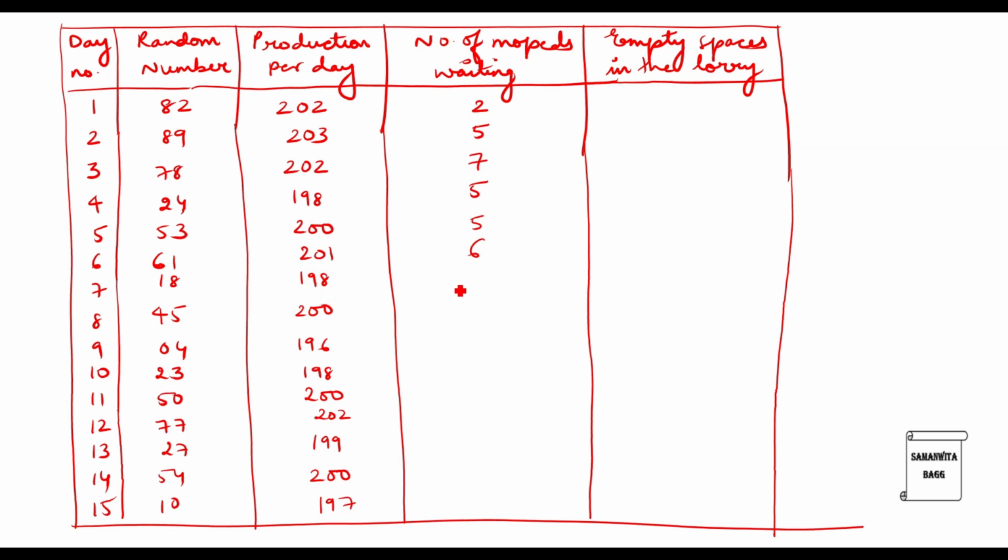198 made, 200 can be sent. So let's send 2 more from here and reduce it to 4. 200 made, 200 sent, this 4 will still wait. 196 made, 200 can go, 4 are there, send them with it, and your number of mopeds waiting will become 0.